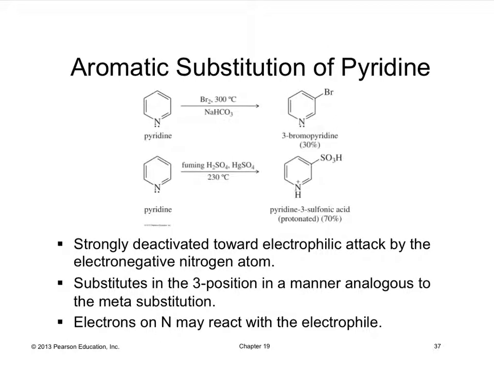If we look at aromatic substitutions of pyridines, they're strongly deactivated towards electrophilic attack by this electronegative nitrogen atom. As a result, it can only allow for meta substitution, and electrons on the nitrogen may react also with the electrophile. In this case, if you're doing sulfonation, it also reacts over here to form the protonated version of the pyridine.